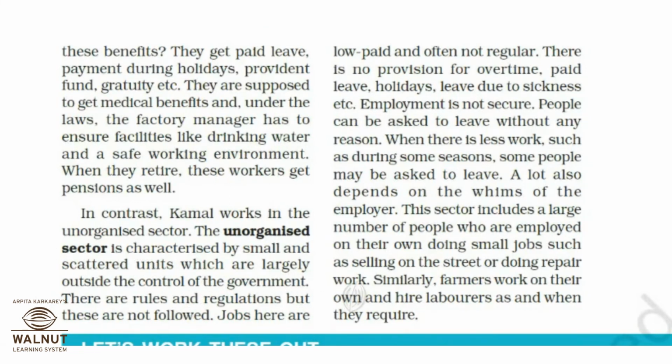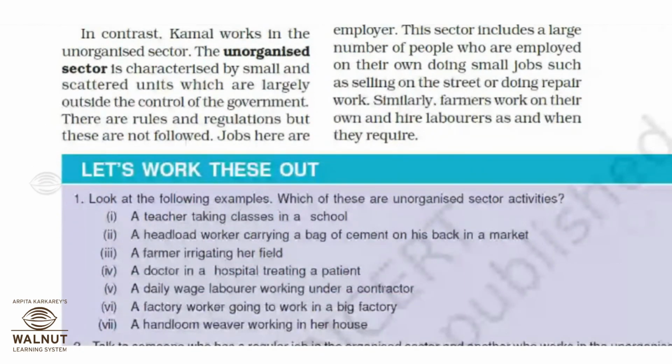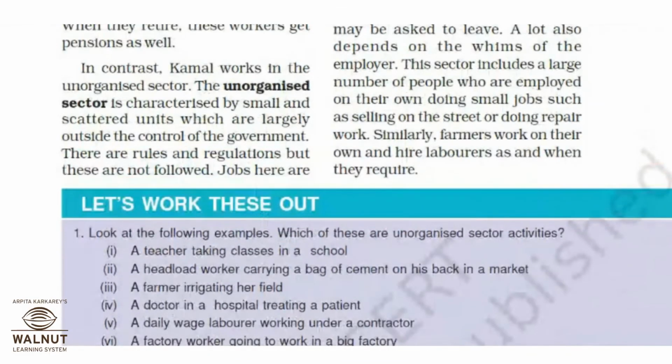This sector includes a large number of people who are employed on their own doing small jobs such as selling on the street or doing repair work, a cobbler, a vegetable vendor, a fruit vendor. Okay, all these people come under unorganized sector. See, even the mechanic, the cycle mechanic, and all those people also come under this. Similarly, farm workers work on their own and hire laborers as and when they require. Okay. So this was all about today's PPT as well as the textbook.